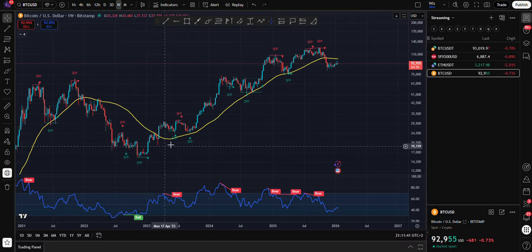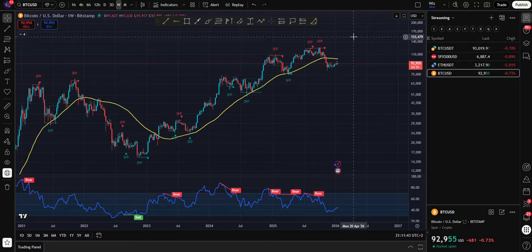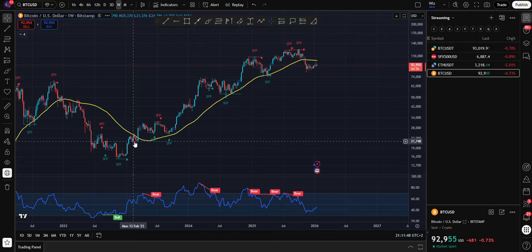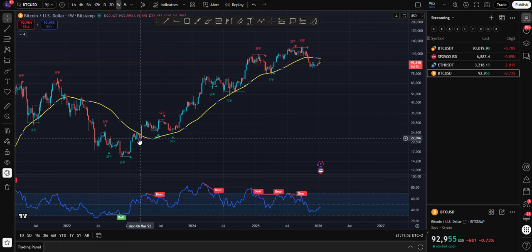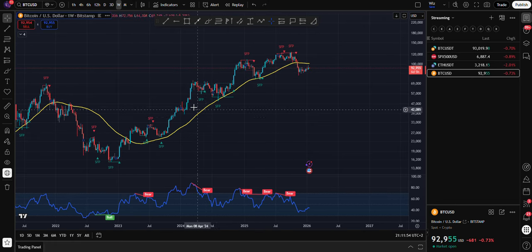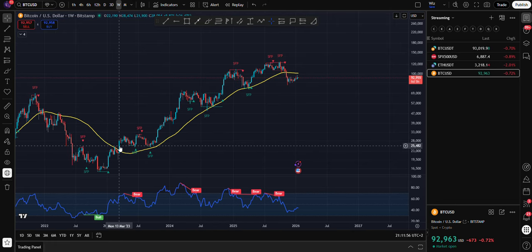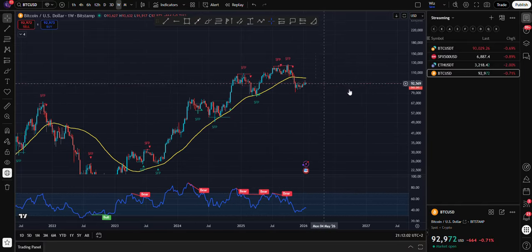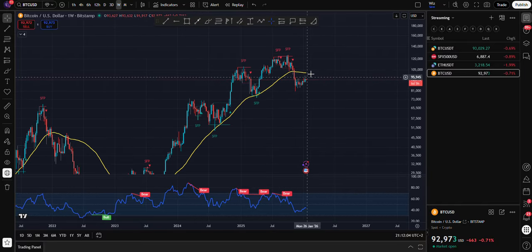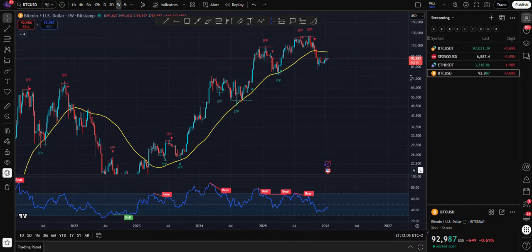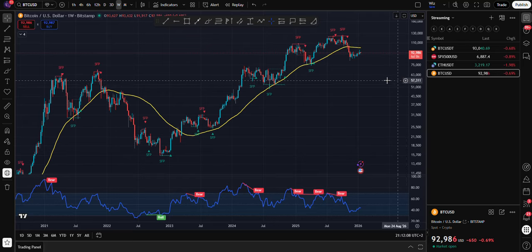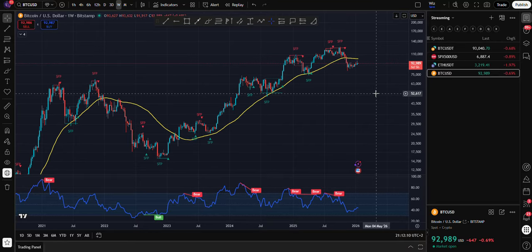So during the bull run of the Bitcoin chart, we can see that as soon as price flipped the 50 weekly moving average, we haven't traded below it from March 23 until November 25. And currently we almost retested that last week. So this was the second point that I wanted to talk about.